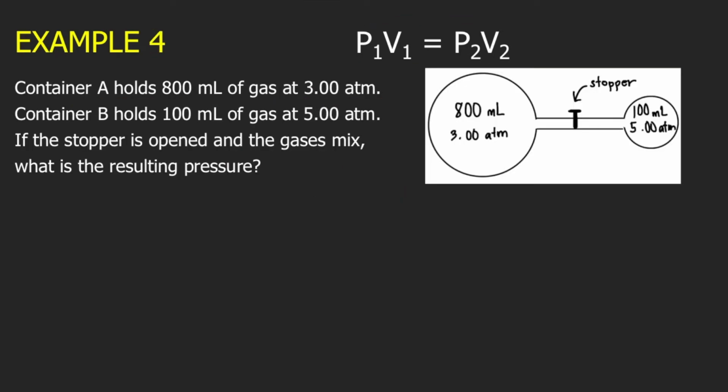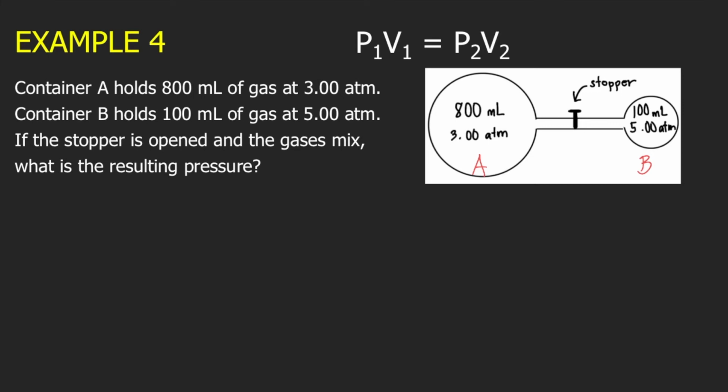For the last example, please refer to the illustration. So we have container A holding 800 ml of gas at 3 atmospheres, and container B holding 100 ml of gas at 5 atmospheres. As you can see, the two containers are separated by a stopper. Now, if you remove the stopper, or open the stopper, the gases will mix. If the gases mix, the question is, what is the resulting pressure?